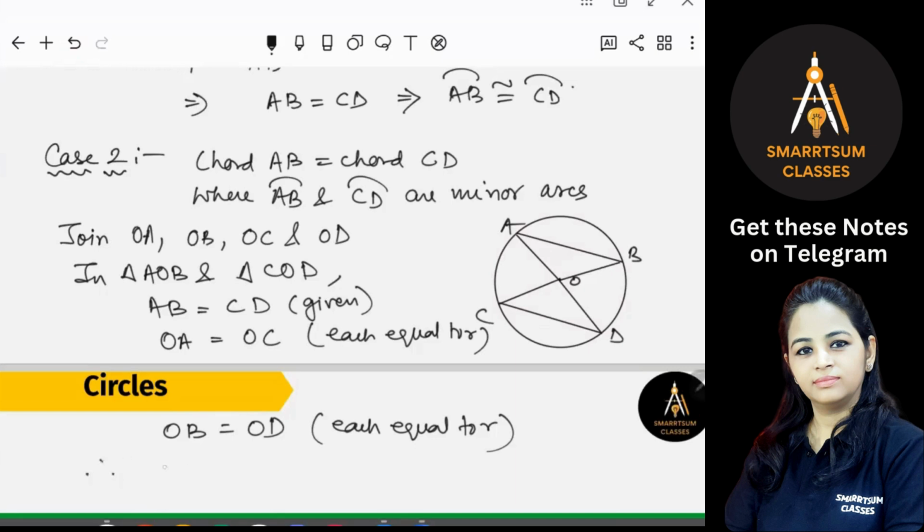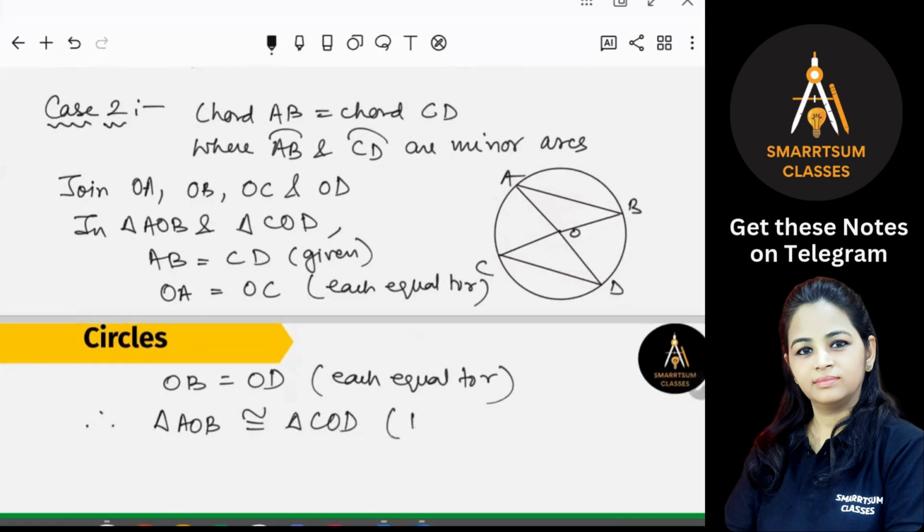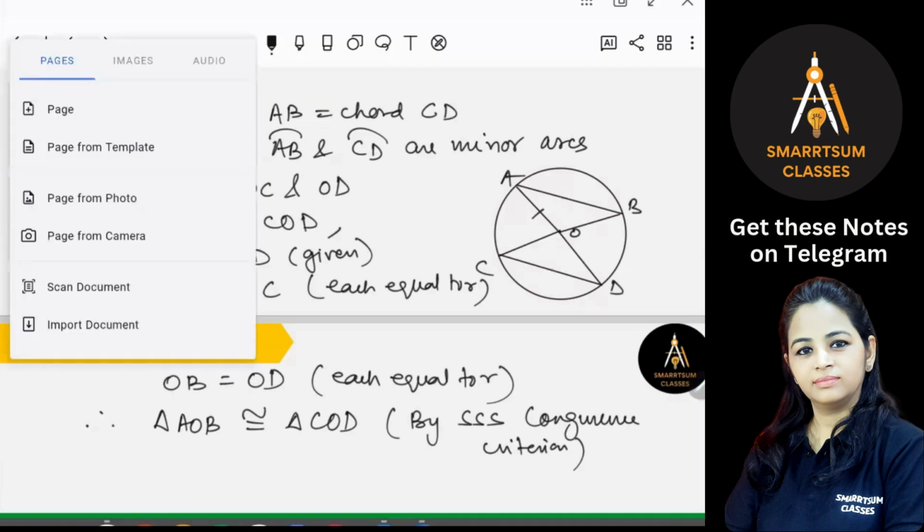So now, can we say that triangle AOB is congruent to triangle COD? Yes. By which criteria? By SSS congruence criteria: side, side, side. AB is equal to CD, and all three corresponding sides are equal. Therefore, triangle AOB is congruent to triangle COD by the SSS congruence criteria. Is that clear?